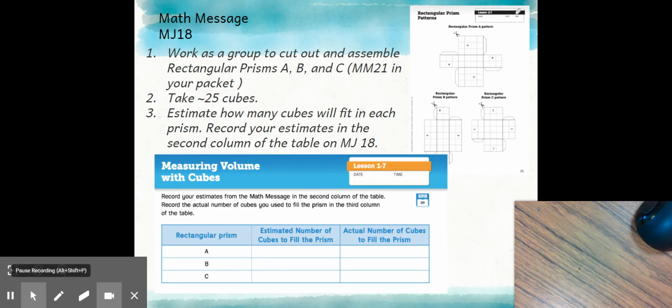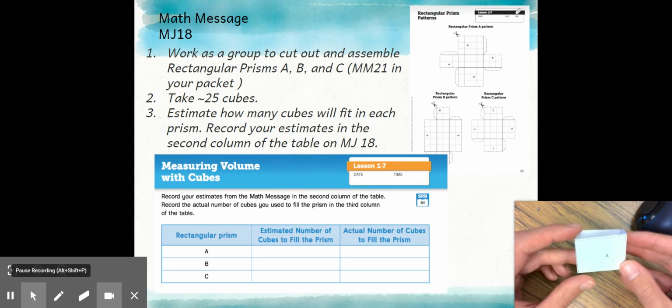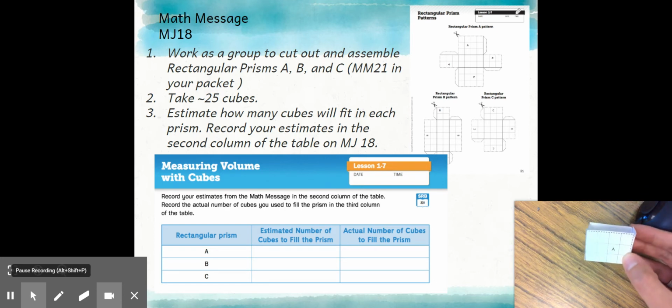Okay, so you should have had a moment to estimate how many cubes will fit into each prism. So let's take a look at prism A. I have filled prism A with 1 layer so far. So what that means is that there's 1 layer of cubes in here. And when you look at the prism, you actually have 3 layers. 1 layer at the bottom, 2, 3. And that's kind of like what I would call the height of my prism.